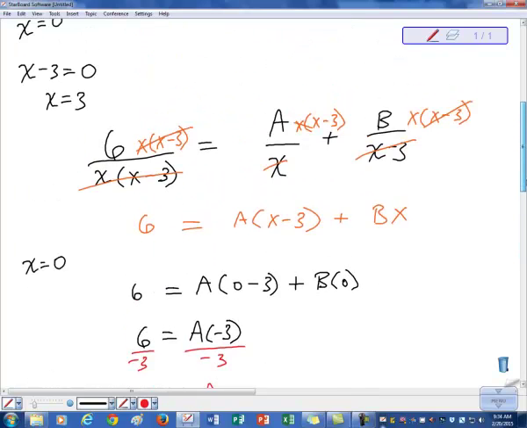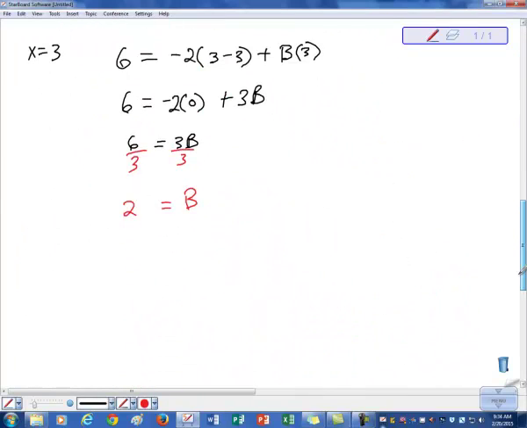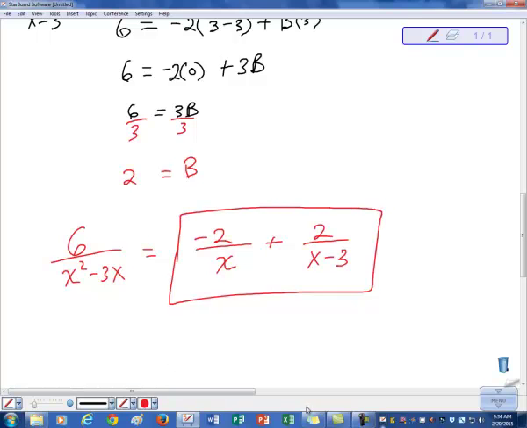So our answer from up here, 6 over x squared minus 3x, equals, we said A is negative 2 over x plus 2 over x minus 3, and that's our answer. That's all you have to do for that.